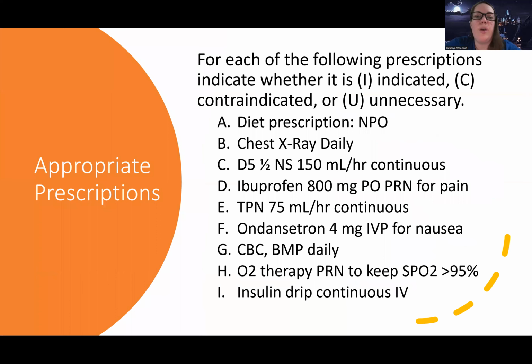All right, so let's do a practice question. It says, for each of the following prescriptions, indicate whether it is indicated, contraindicated, or unnecessary. So the first one, and this should say for acute pancreatitis. The first one says diet prescription NPO.